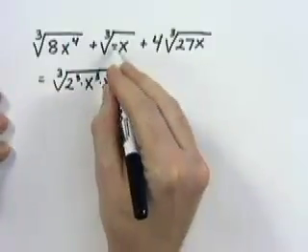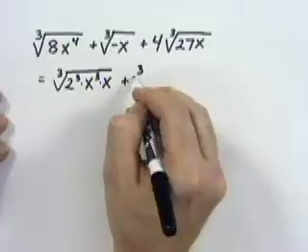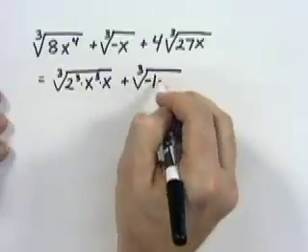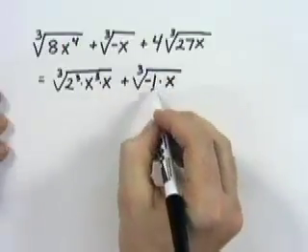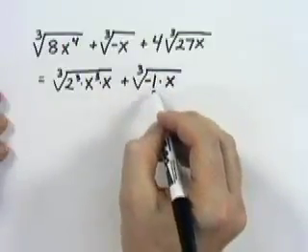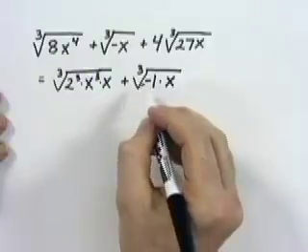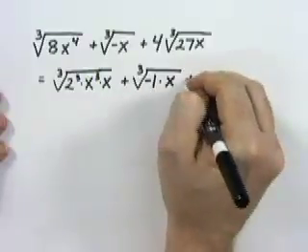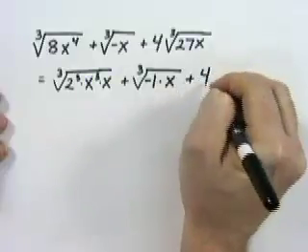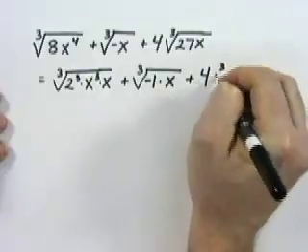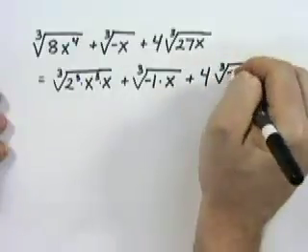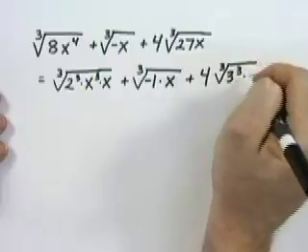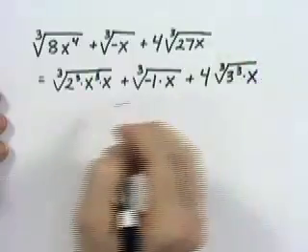Plus, I'm going to be a little bit careful here and write this as the cube root of negative 1 times x. Ask yourself, is negative 1 a perfect cube? Well, negative 1 to the third power is negative 1, so the answer is yes. Now in this last expression, I have 4 times the cube root of 27, which I'm going to write as 3 cubed, and then times x.